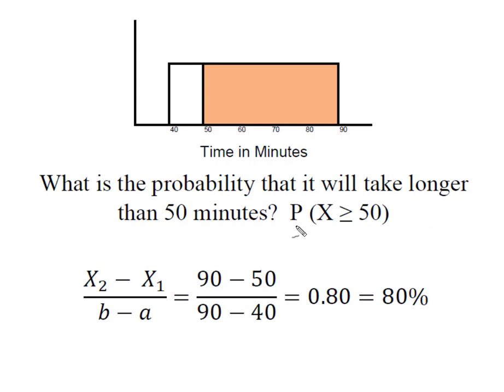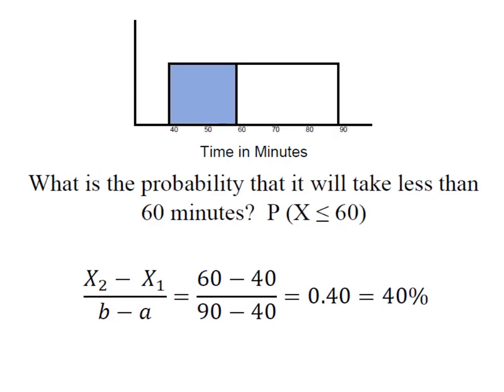Now let's look and say, well, what is the probability that it will take longer than 50 minutes to pressure wash this driveway? And so we've simply converted this to say the probability that X is greater than or equal to 50 minutes. So the way that we do that is we identify X2 and X1. So I know my distribution ends at 90 minutes, so that becomes X2, and we wanted to know between 50 and 90 minutes, and so this becomes my value of X1. So I'm going to take X2, 90, minus my 50-minute X1, divided by the entire width of the distribution. Remember, B minus A. And that comes out to 0.80, or 80%. So what we can say is that the probability that it will take someone longer than 50 minutes to pressure wash their driveway is going to be 80%.